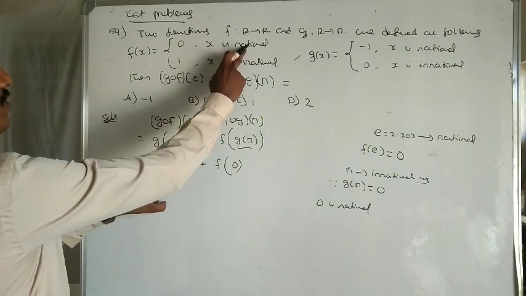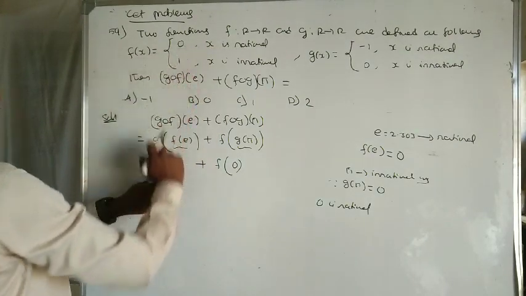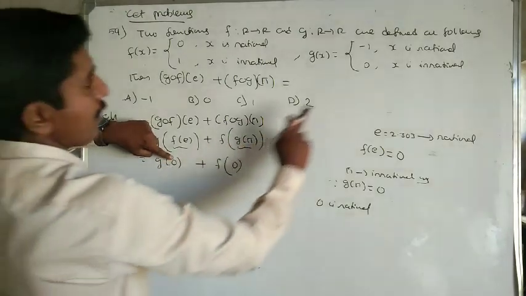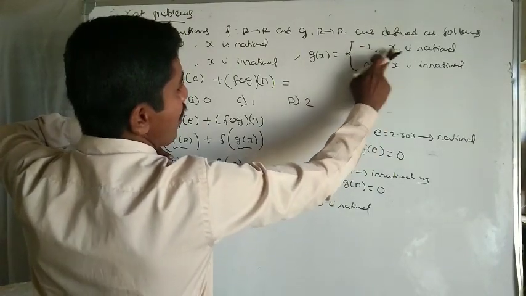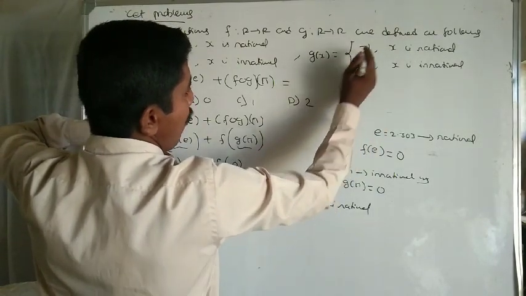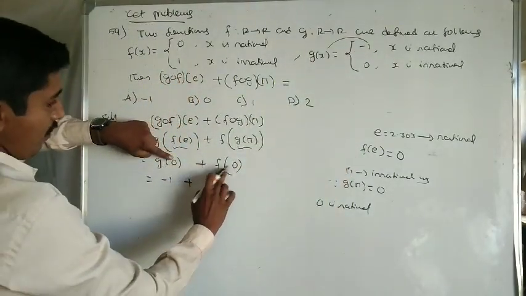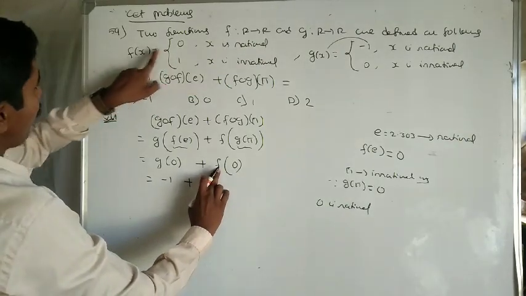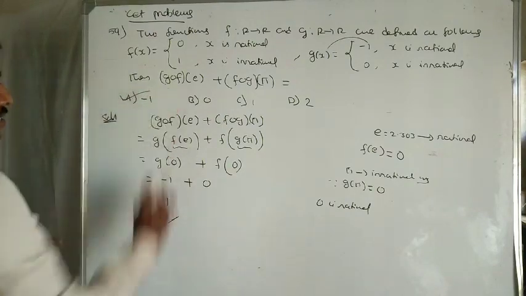Here x is rational, then what about g of 0? 0 is rational, g of 0 value is minus 1, plus f of 0. If 0 is rational, then what about the f value? F value is 0. Minus 1 plus 0 is minus 1. Clearly, A option is the right option.